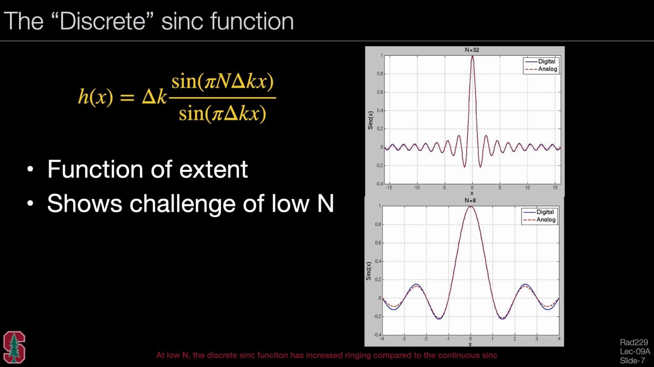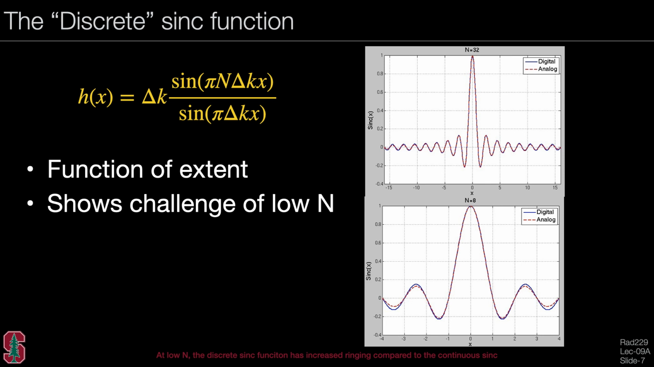When we consider the point spread function, it's also important to remember that we are sampling discretely. Therefore, we actually use a discrete sinc function rather than the continuous Fourier transform of a continuous rectangular window. The discrete sinc function looks like this, and this is a function of the extent with which we sample. And here you can see the discrete sinc function compared to the analog or continuous sinc function for a width of 32 and a width of 8 at the bottom.